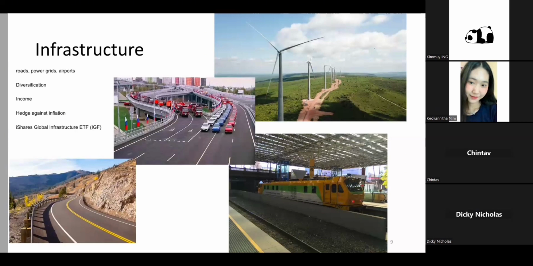The easiest way for most of us to invest in infrastructure is through a specialized fund or ETF. I found one ETF called iShares Global Infrastructure ETF, or in short, IGF. It invests in a mix of utilities, transportations, and energy infrastructure companies worldwide.